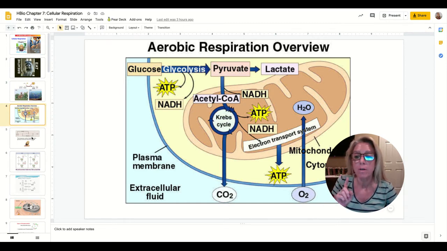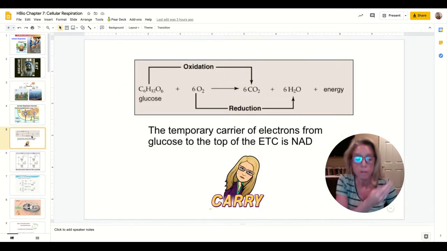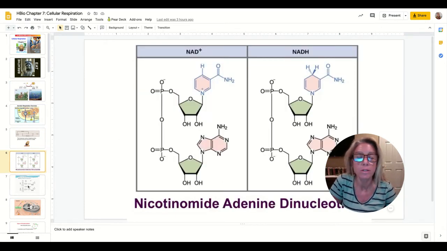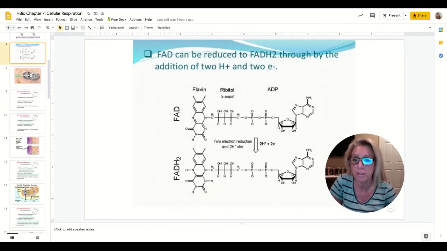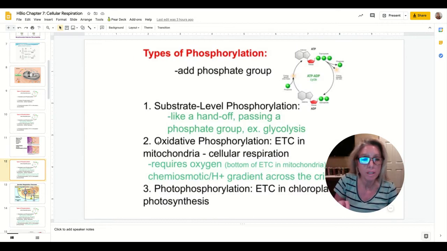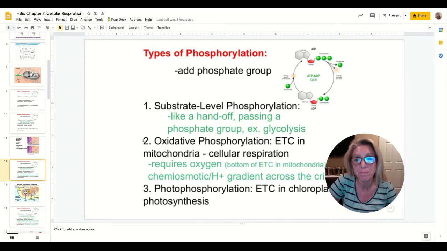We talked about our mules that we use to transfer electrons and hydrogens to our electron transport chain. And the 2 mules that we use are NAD and FAD, temporarily holding on to those electrons. We also discussed the 3 types of phosphorylations, of which 1 and 2 we are doing here in cellular respiration.